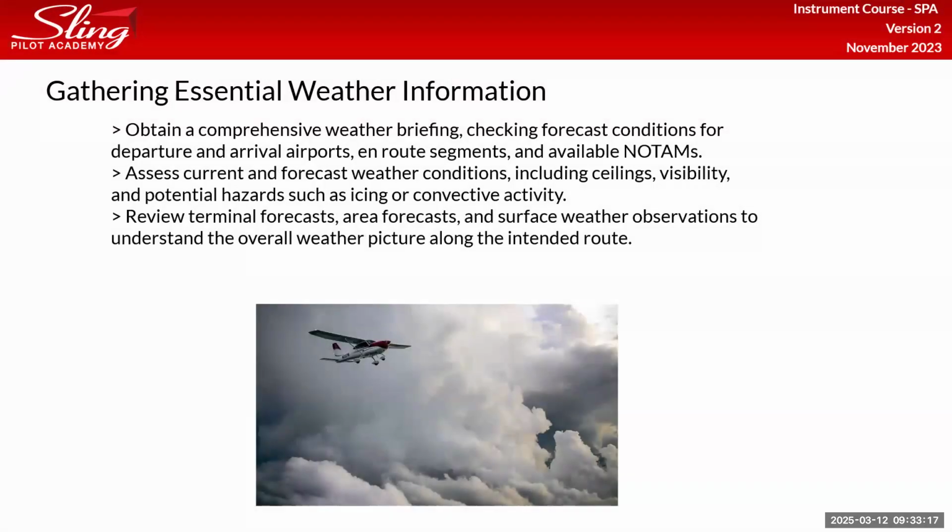All right, like we talked about, you have to gather weather information and obtain a comprehensive weather briefing, checking forecast conditions for your departure and arrival airports, en route segments, and available NOTAMs. Assess current and forecasted weather conditions, including ceilings, visibility, and potential hazards such as icing or convective activity. Review terminal forecasts, area forecasts, and surface weather observations to understand the overall weather picture along the intended route.